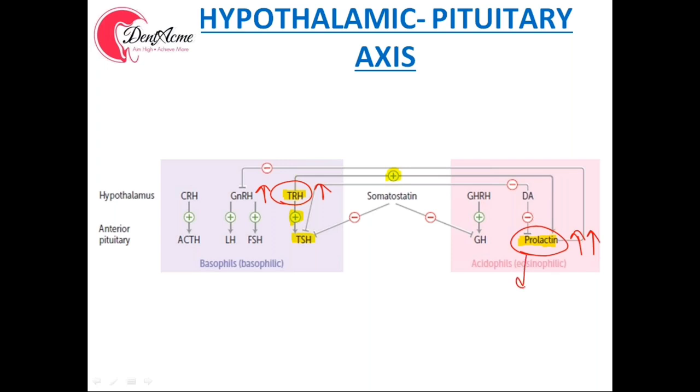And one of the most important signs of hyperprolactinemia is galactorrhea. Galactorrhea is increased milk production, or milk production when it is not needed. Increased prolactin secretion leads to increased milk production. Okay, so whenever TRH is increased, it might lead to hyperprolactinemia, and thus it would lead to galactorrhea.